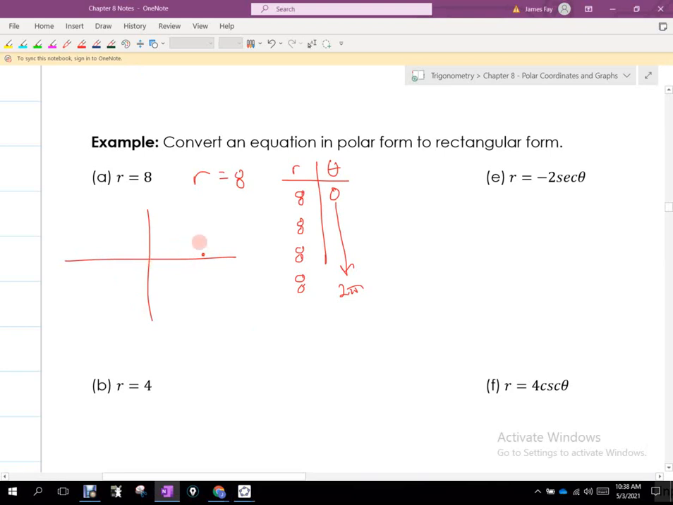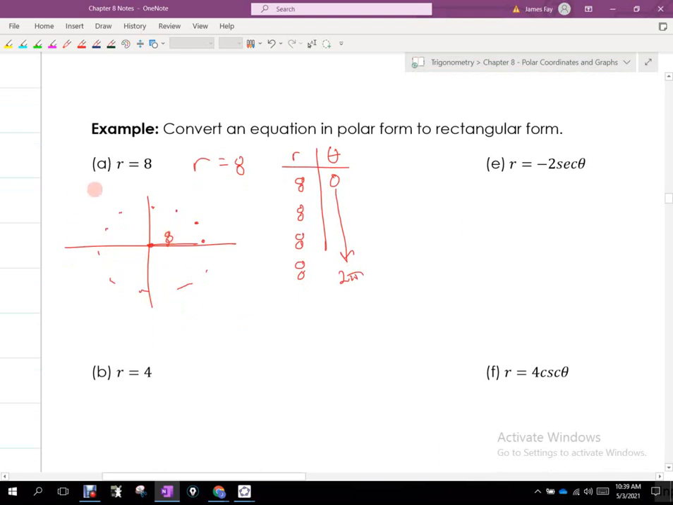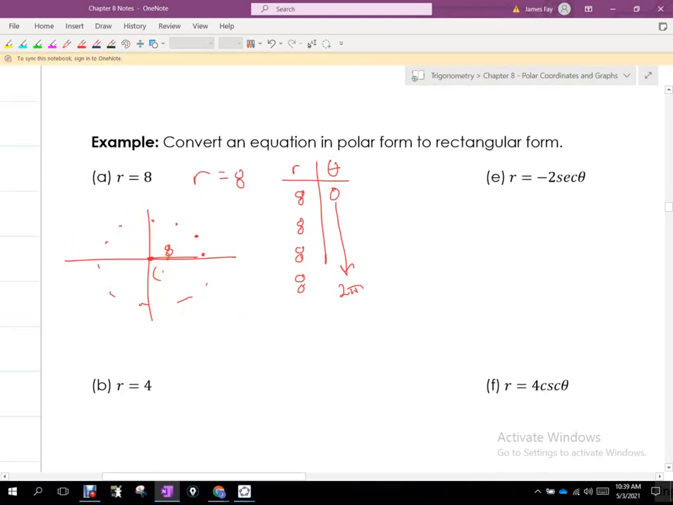Pi over 6, I would go out to pi over 6 radians and plot on the 8 circle. And I keep doing that, and all the way around, I'm going to create a circle, right? Now, what would that circle's radius be? The radius would be 8. What would its center be? 0, 0. And like Keaton just asked about, x minus h squared plus y minus k squared, where h and k is the center, that would give me x squared plus y squared equals r squared. R was 8, so it gives me 64, right?